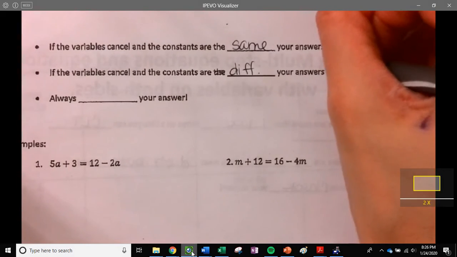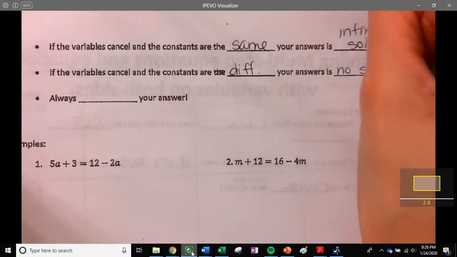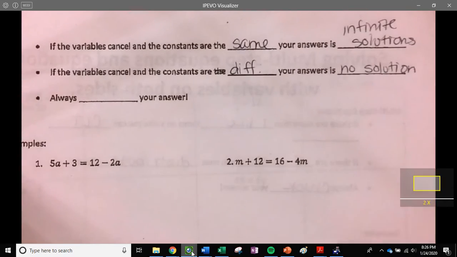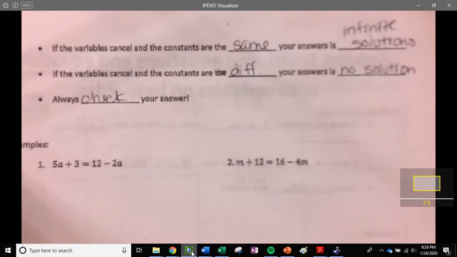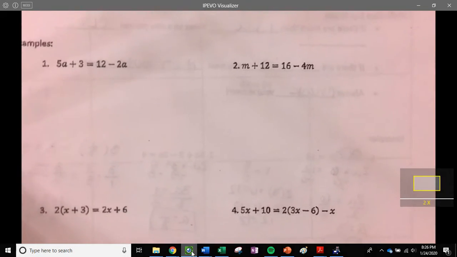It means that your answer is no solution. I hate it when that happens. So unsatisfying. Okay, and of course, always check your answer. So let's try an example here.